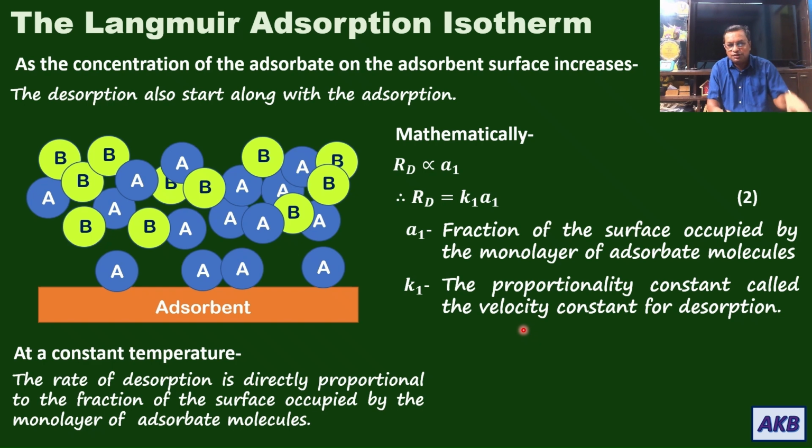So for the desorption process, which starts when you have enough concentration of adsorbate molecules on the surface of the adsorbent, the rate of that desorption process is given by equation number 2: Rd equals K1 into A1. I hope the concept is clear to you. If you have any doubts, please mention them in the comment section. Let us move ahead.